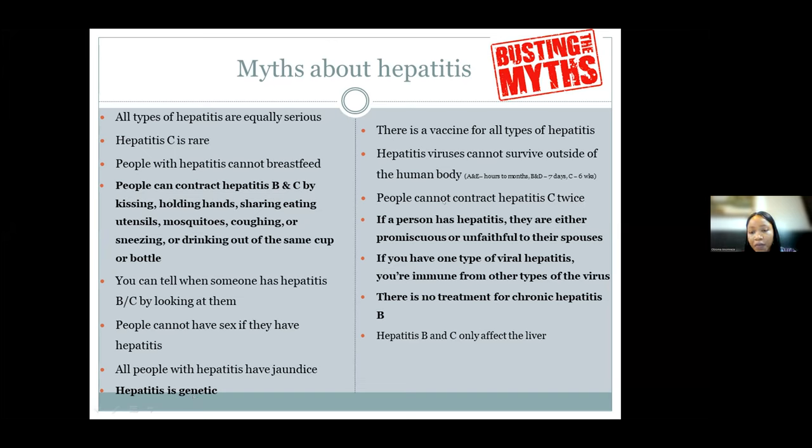So if a person has hepatitis, they are either promiscuous or unfaithful to their spouses. We get this presentation a lot in our hospital, whereby a couple is already at odds, already fighting, accusing each other of being unfaithful. But if you recall, when I was talking about the mode of transmission, I said in our environment, hepatitis B is commonly transmitted in childhood, either through vertical, that's mother to child, or horizontal, that's child to child transmission.